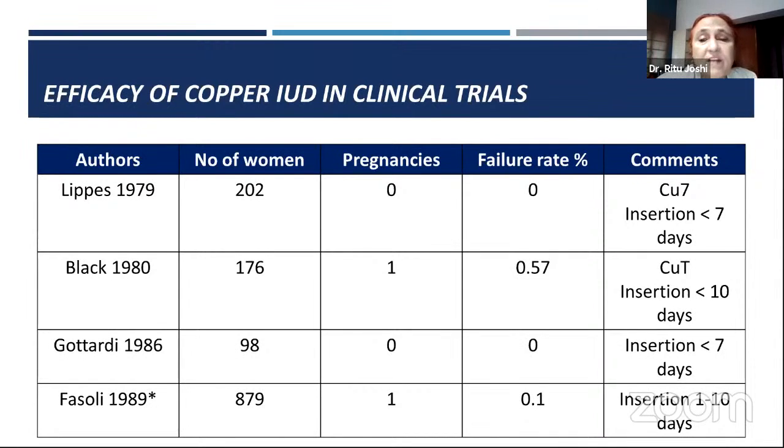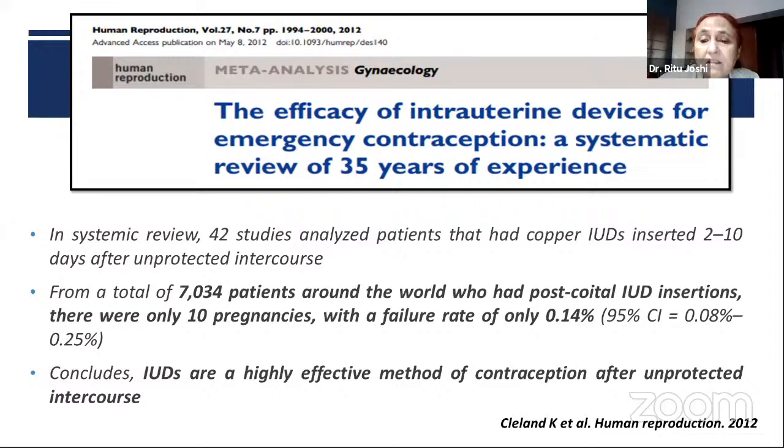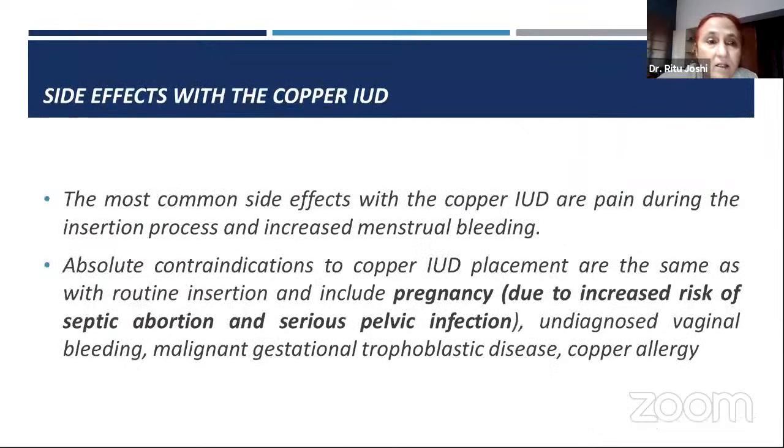Various people have done different trials, and everyone found that the failure rate was very low, and so it is very, very effective. This is another study which I came across, and it also says that IUCD are highly effective methods after unprotected intercourse. The side effects, we are all very well aware of, from all the copper T insertions which we always do.